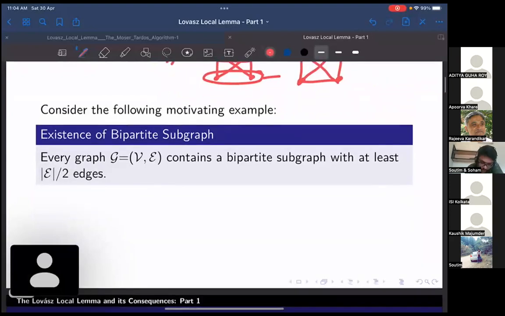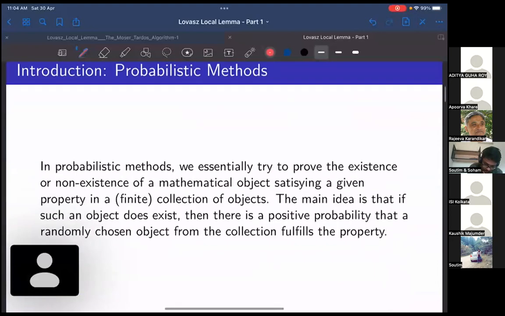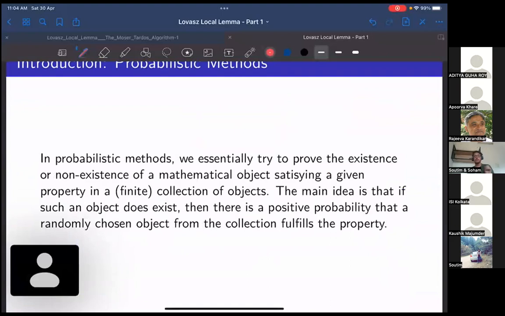All right. So how do we proceed with such a problem? Here is the key idea of probabilistic methods. In probabilistic methods, we try to prove the existence or non-existence of some object satisfying a given property among a finite collection of objects. We use the idea that if we randomly choose an object from that finite collection, then there is a positive probability that the randomly chosen object will satisfy the property that we are talking about.